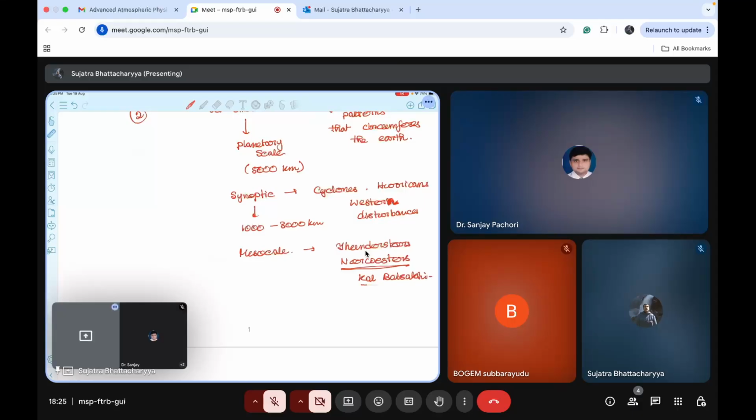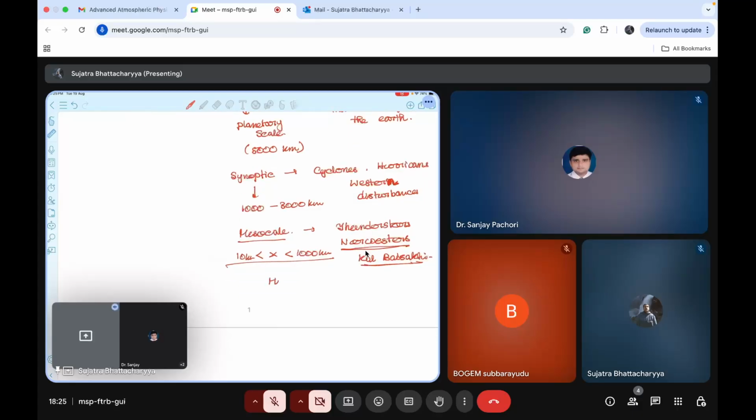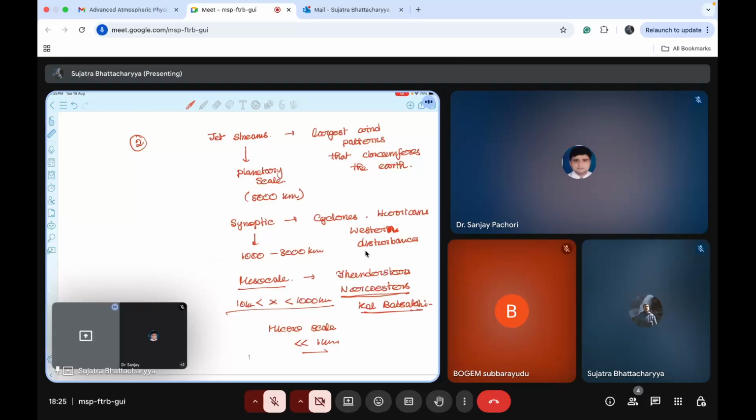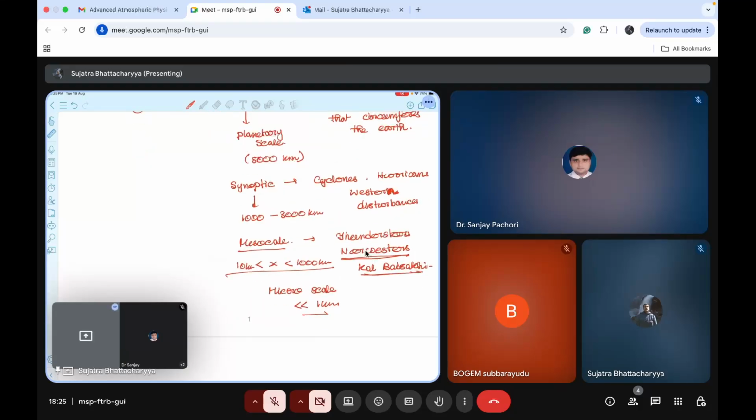Okay, so this is another event. This is the mesoscale event, which ranges from 10 kilometers to 1,000 kilometers. And microscale is very, very small, roughly much less than 1 kilometer even. So these are a couple of things one must keep in mind.